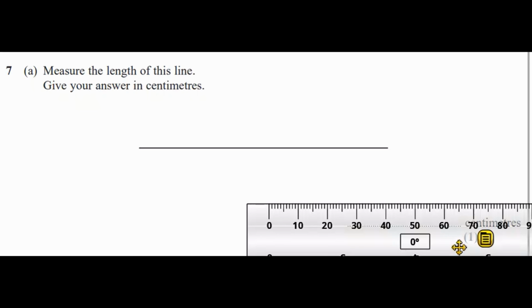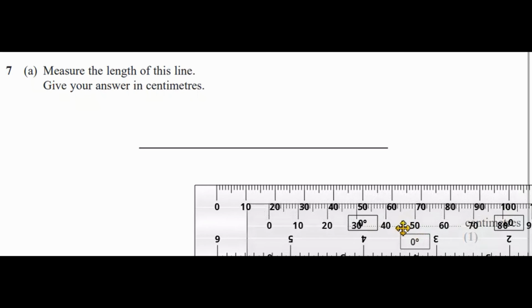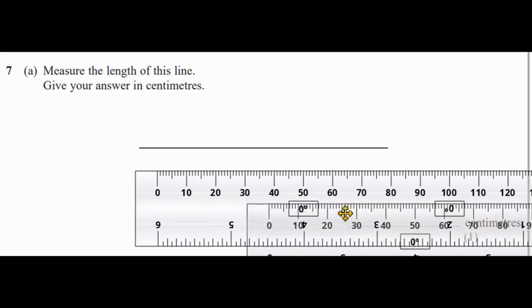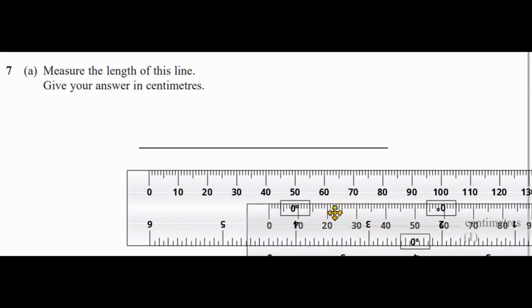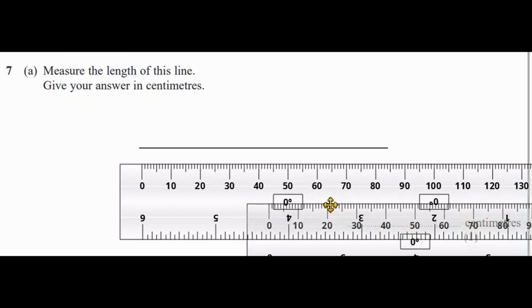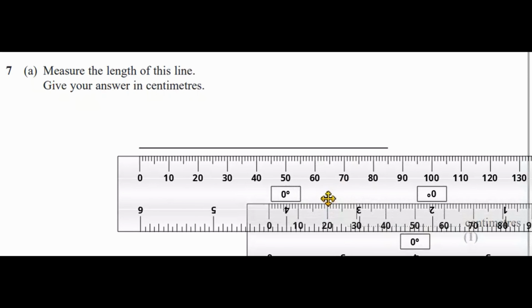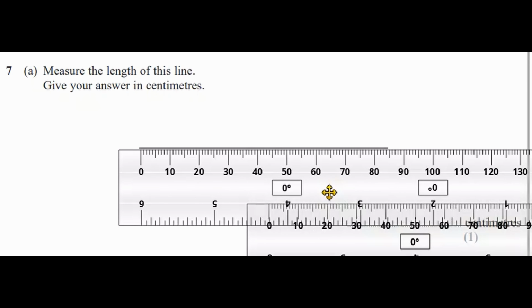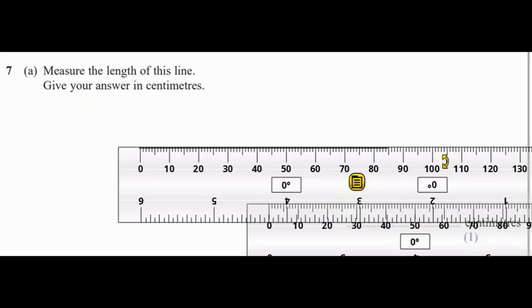It says measure the length of this line. Now the problem is that my ruler and my screen are going to be different sizes to the actual exam paper that you've got, but the principle is the same. I take my ruler and I put the 0 right on the beginning of the line here, like that, and I look at the other end of the line. Now you can see here that that is on 85 millimeters.